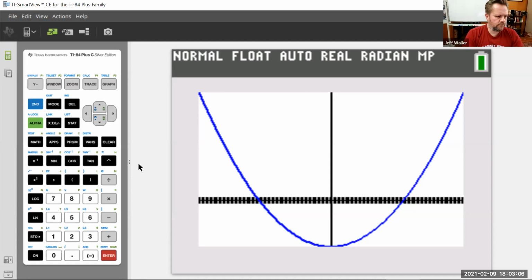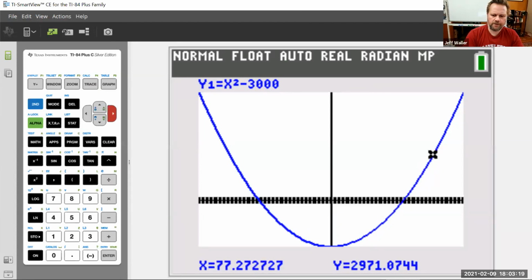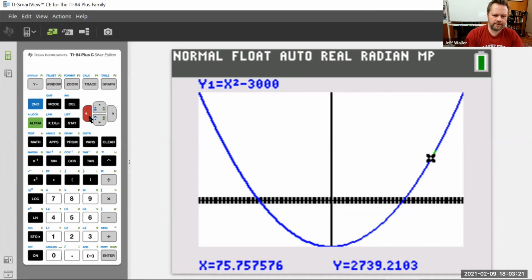All right, how you guys doing out there? While we're here, you can hit trace and you can move around on the function. Do you see that? And it'll tell you what the points are. Obviously, it skips because it doesn't calculate an infinite number of points.